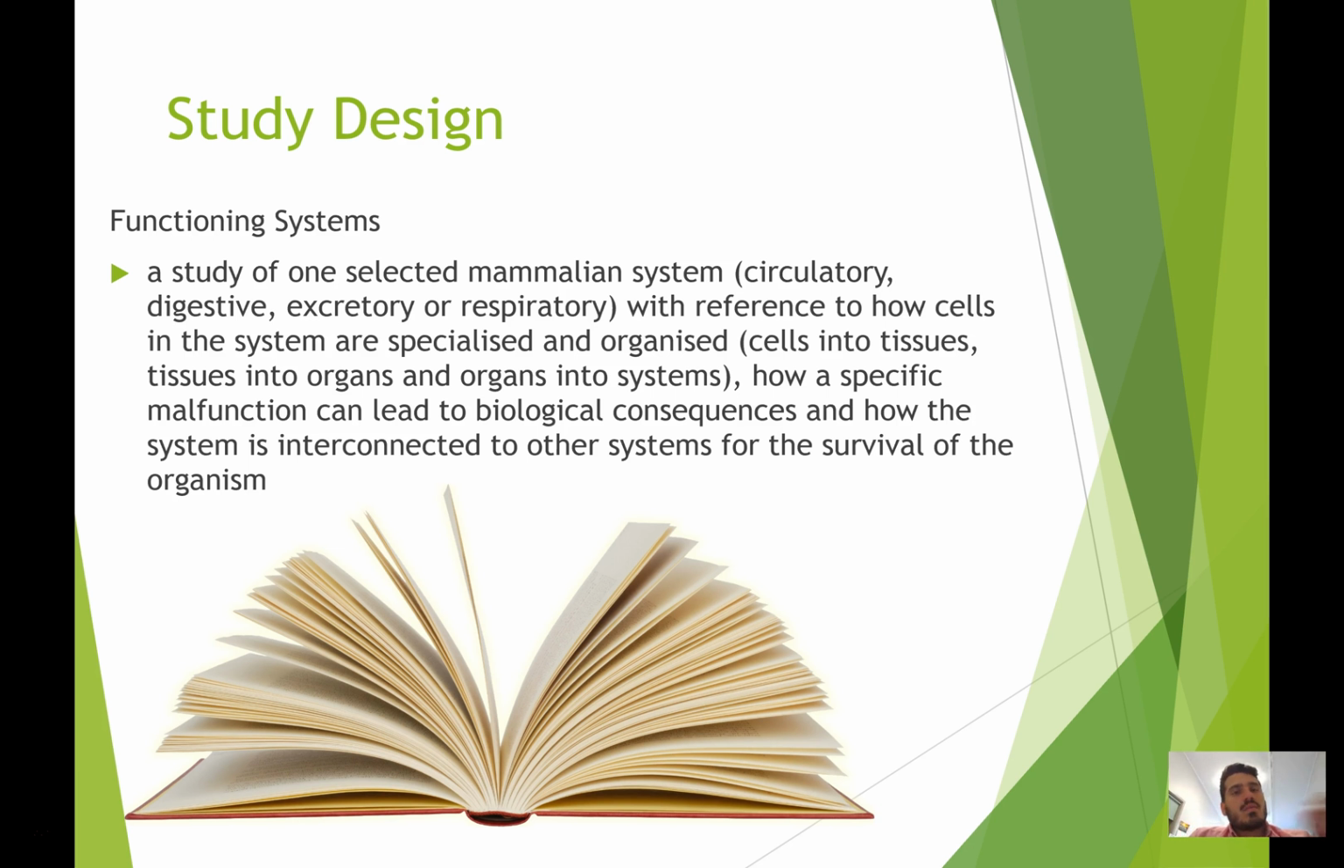Alright, so in the study design, we're actually looking at functioning systems, and we get to pick one selected mammalian system, okay? And we're picking this guy over here, the circulatory system, and there's a very specific reason why, and the reason is that I think it's the most interesting one. No, but it's actually because it's really important in terms of energy systems, so it links in really closely with what we talk about in bio, and so it's very, very useful in that.